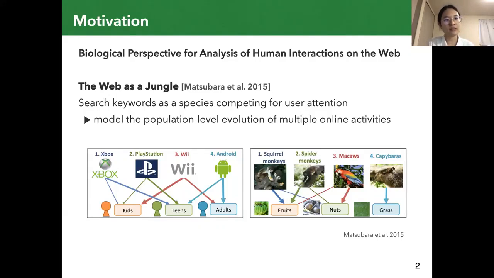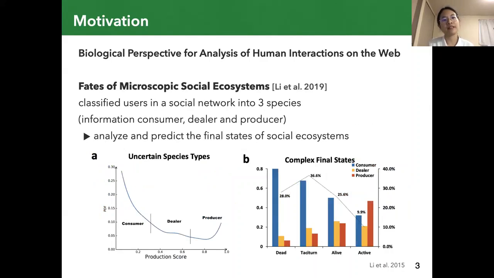attention. From this analogy, the authors can understand the evolution of multiple online activities. Another study classified users in a social network into 3 species and predict if the social ecosystem will be alive or dead in the final states.